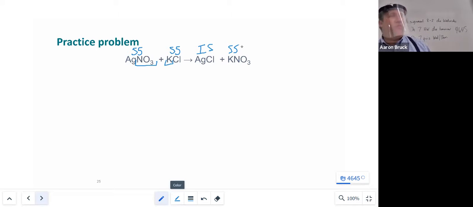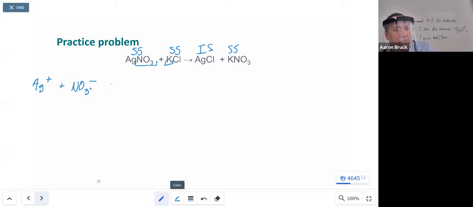Now we need to go about the production of splitting apart the ones that are strong electrolytes. In this case, that'd be all the ones that are soluble salts. So silver nitrate, we're going to split into the silver ion, Ag+, and the nitrate ion, NO3-. Potassium chloride, we're going to split into the potassium ion, K+, and the chloride ion, Cl-.